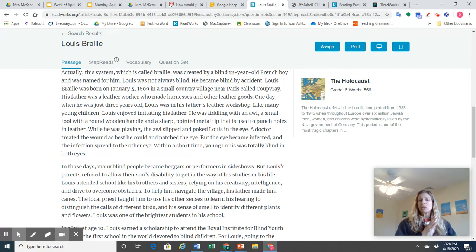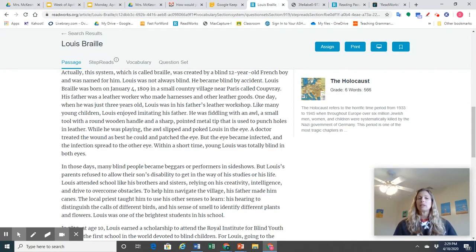A doctor treated the wound as best he could and patched the eye. But the eye became infected, and the infection spread to the other eye. Within a short time, young Louis was totally blind in both eyes. In those days, many blind people became beggars or performers in sideshows. But Louis's parents refused to allow their son's disability to get in the way of his studies or his life.